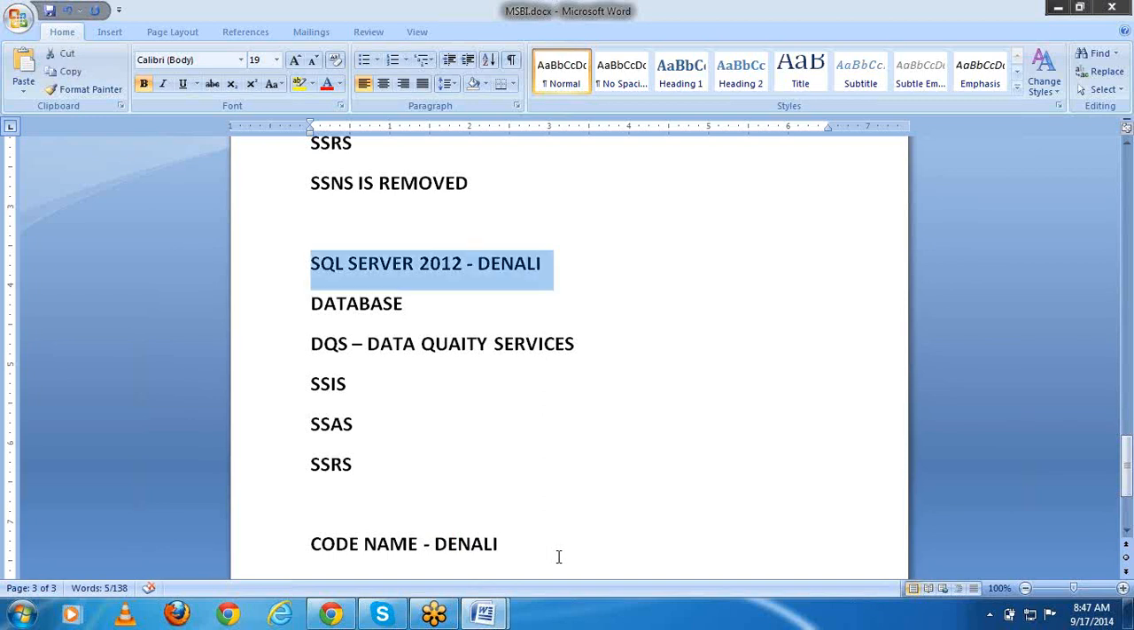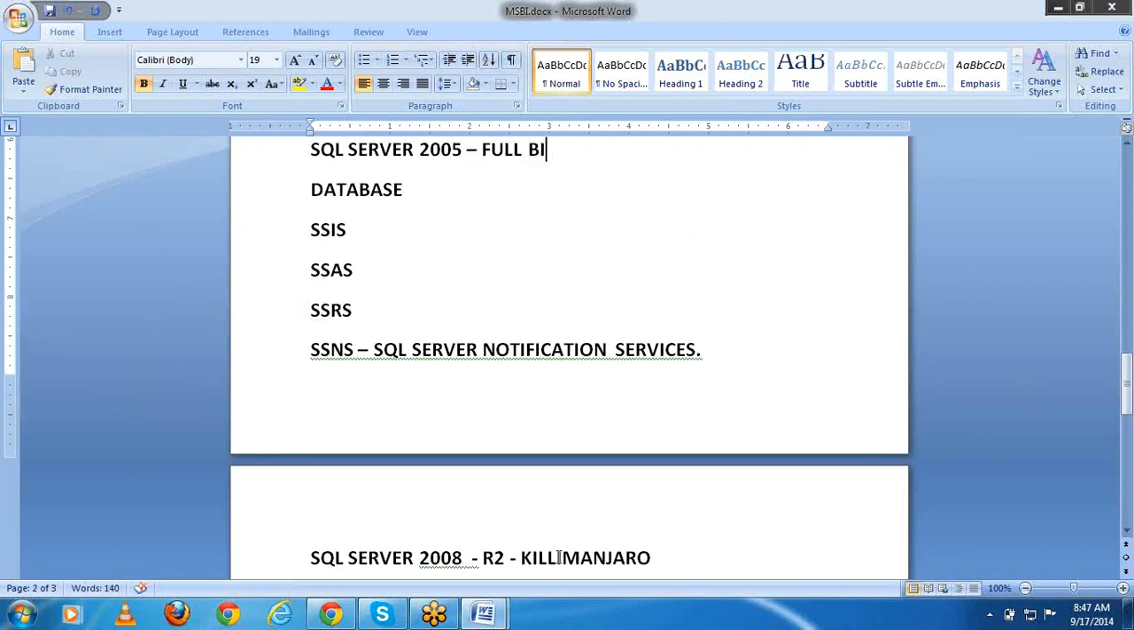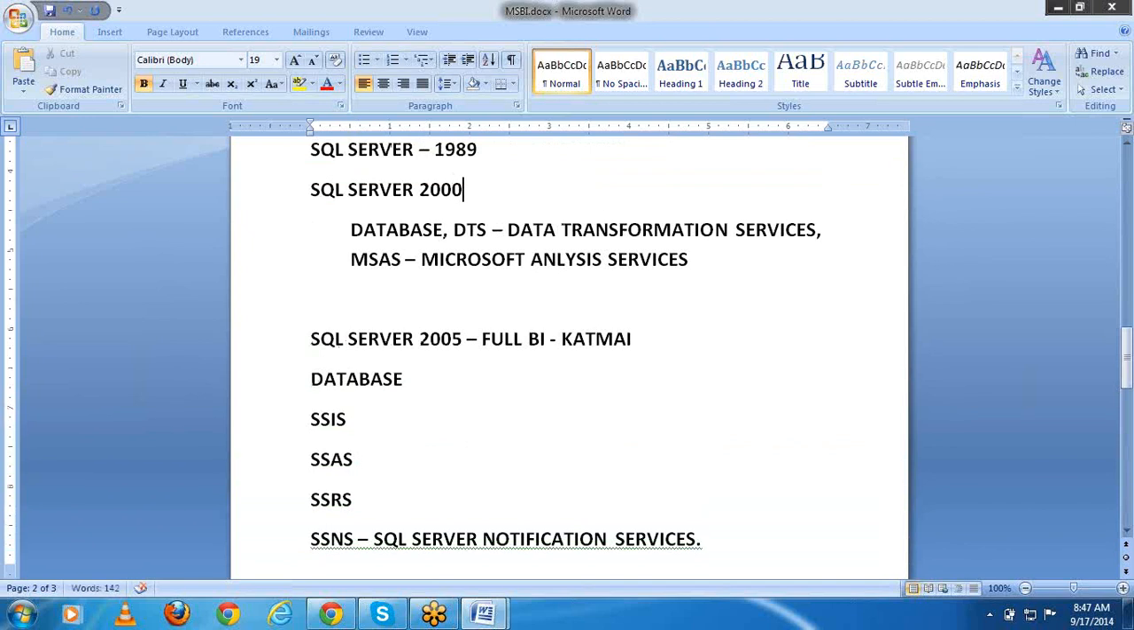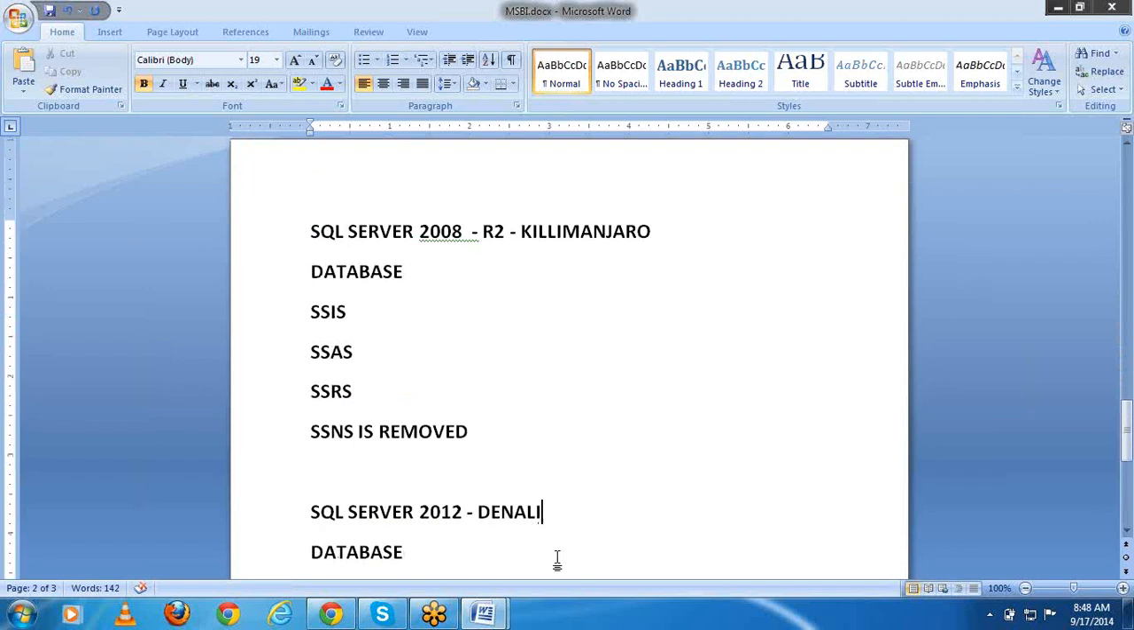If there is a code name for 2012, definitely there should be a code name for 2008. What is the code name for 2008? It is called Kilimanjaro. Kilimanjaro is the code name for SQL Server 2008. And next, what is the code name for SQL Server 2005? This is called Cartman. And I don't know about SQL Server 2000.